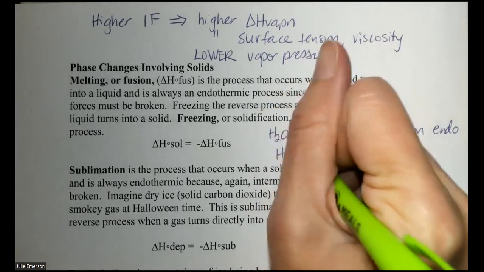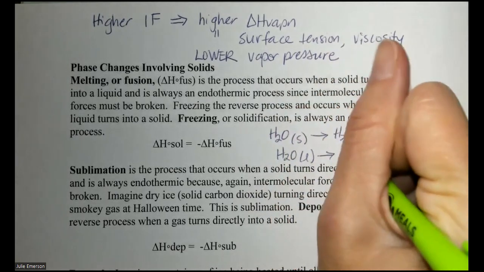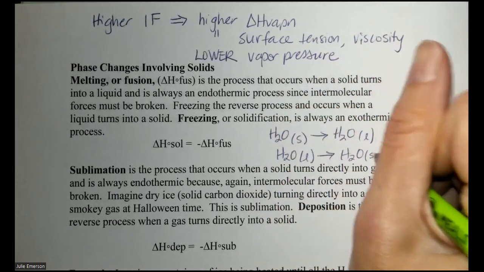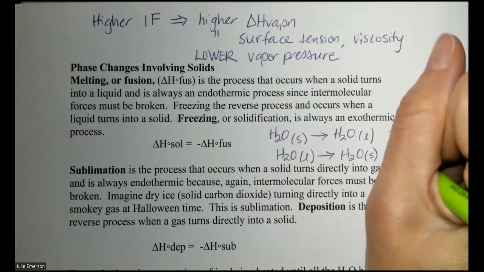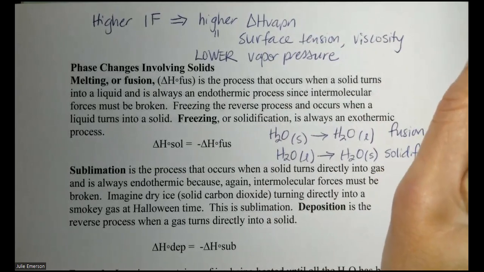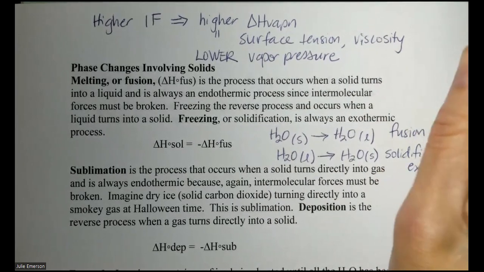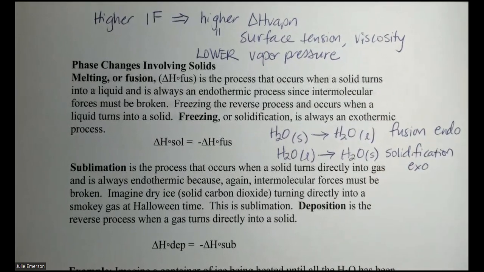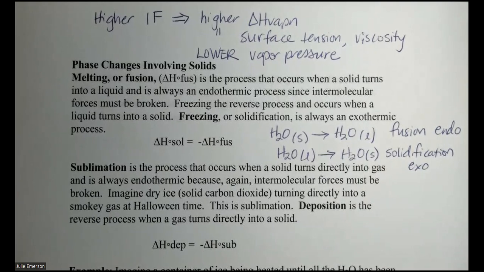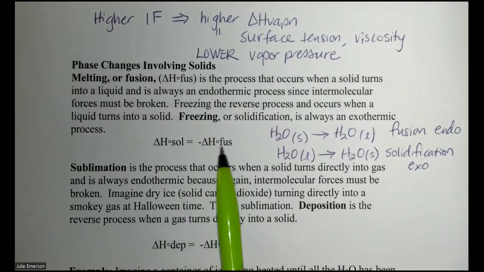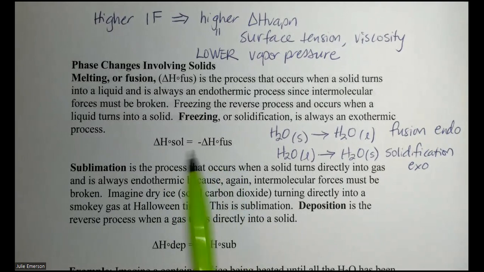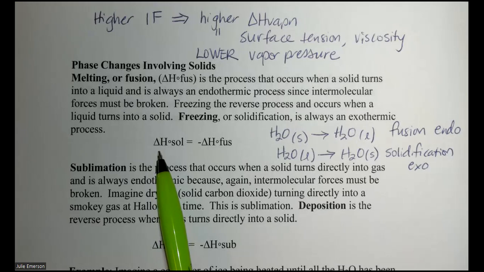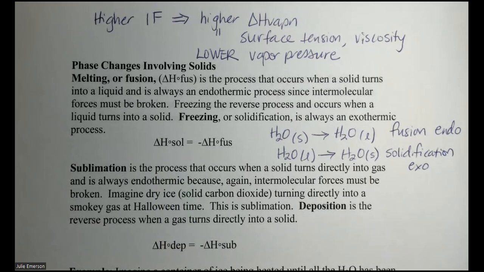If I take liquid water and I freeze it, this is going to be called freezing or solidification. That is instead going to be exothermic, right? And just like we saw with vaporization versus condensation, it's going to be the same value. It's just we're changing the sign. So if it takes 50 kilojoules to melt the ice, you're going to release 50 kilojoules when you freeze the water, if it's the same amount.